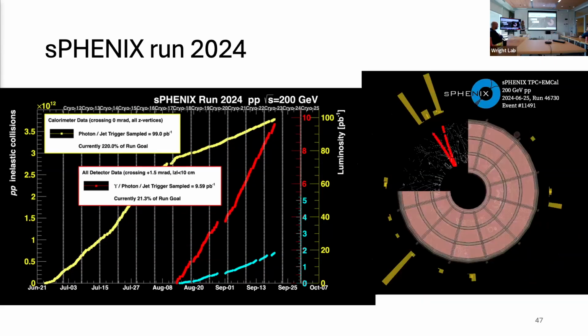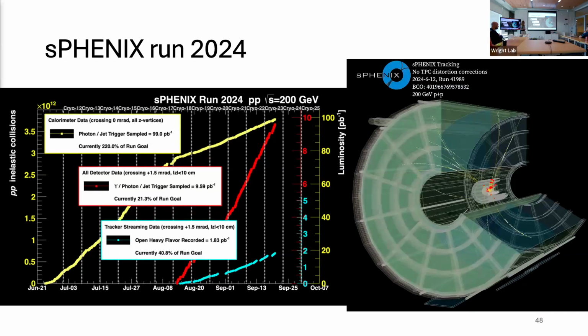I forgot to point out on this slide, this is an event display that includes tracks in the TPC going out into the EM-cal, since this is a photon conversion event. And then again, here are the tracking systems.